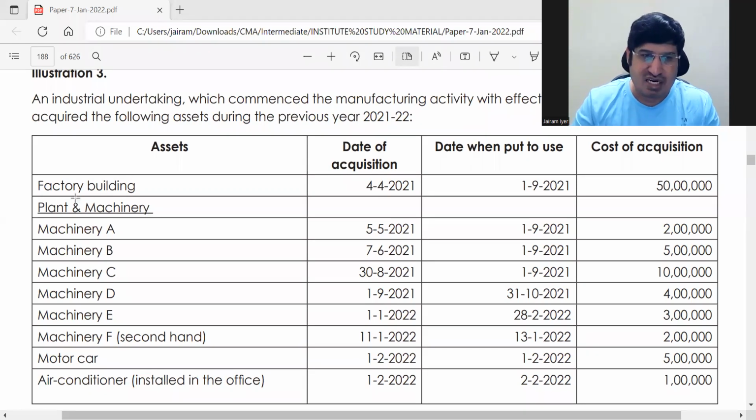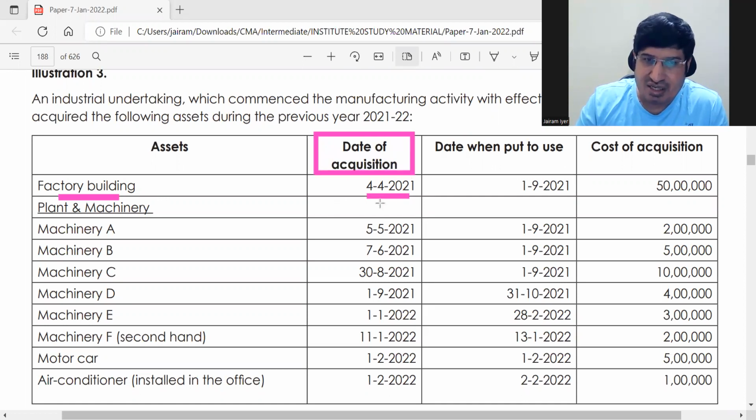First thing is factory building, because they have started this year, correct? So everything is purchased this year only. Date of acquisition is 4/4/2021, and put to use is 1/9/2021. As I said, normally your put to use will always be after your date of acquisition.